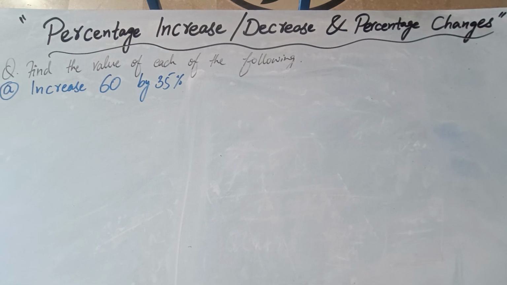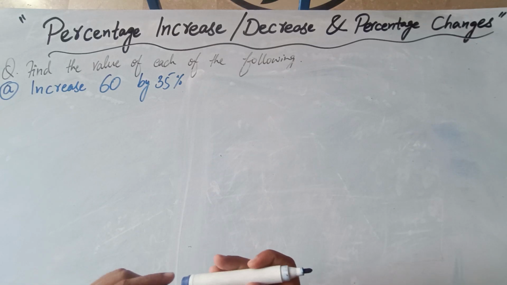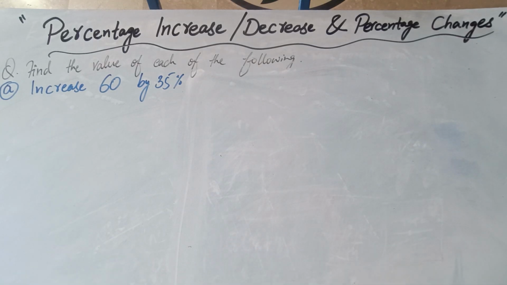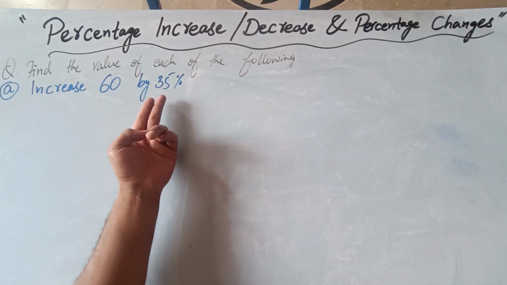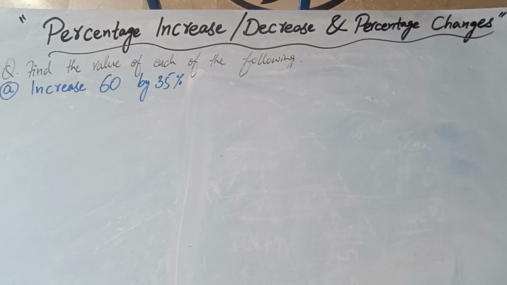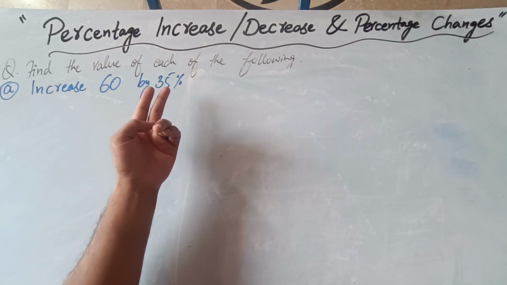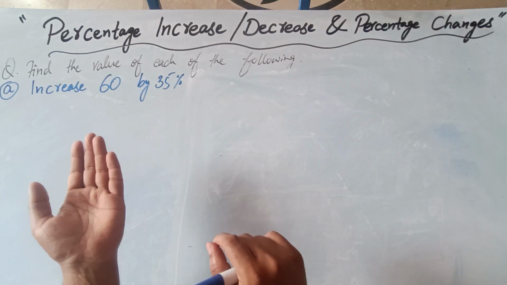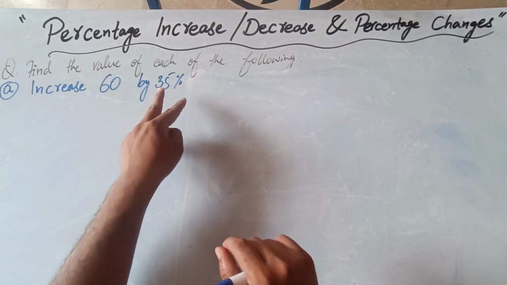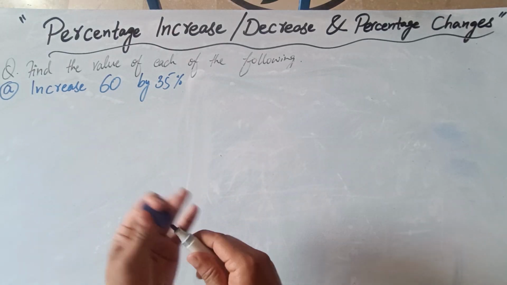Increase 60 by 35%. For example, if a person asks that I'm giving you 60 rupees, I want it back with 35% more. So how do we find out 35% of 60? And if we increase 60 by 35%, what would be the new value?